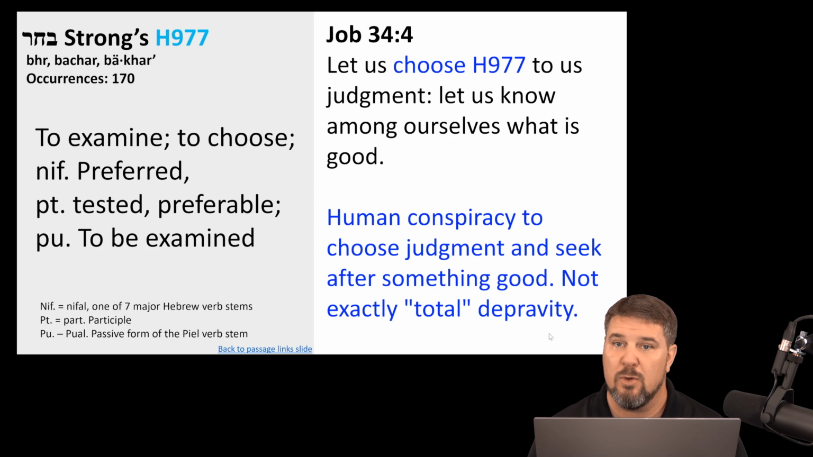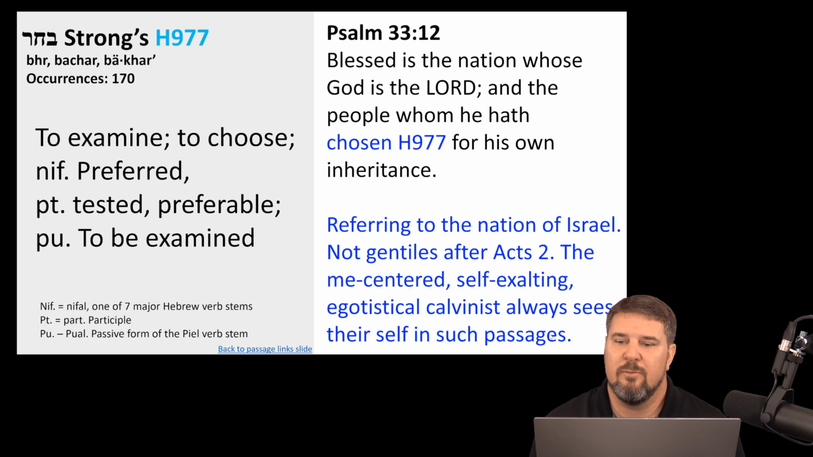It's not exactly total depravity here, or nobody is thinking in those terms. In Psalm 33:12, blessed is the nation whose God is the Lord, and the people whom he hath chosen for his own inheritance. That's referring to the nation of Israel, not Gentiles after Acts 2. The me-centered, self-exalting, egotistical Calvinist always sees themselves in such passages. Blessed is the Lord, God chosen for his own inheritance. Oh, that's me. No, it's not you. It's Israel, okay? Stop being so self-exalting and egotistical.